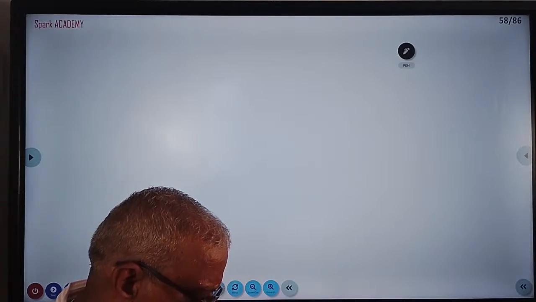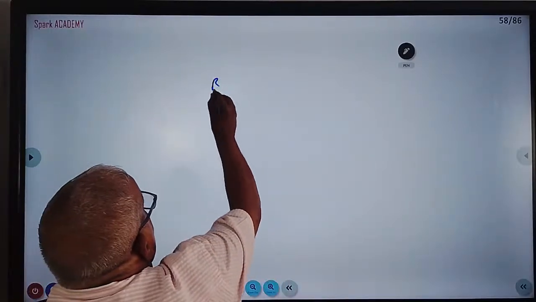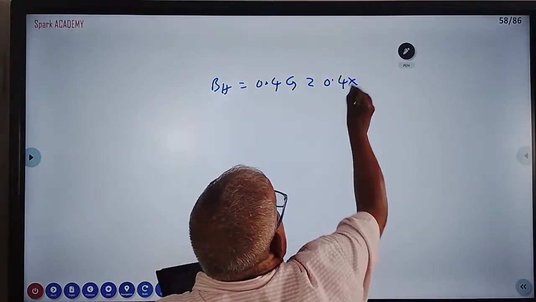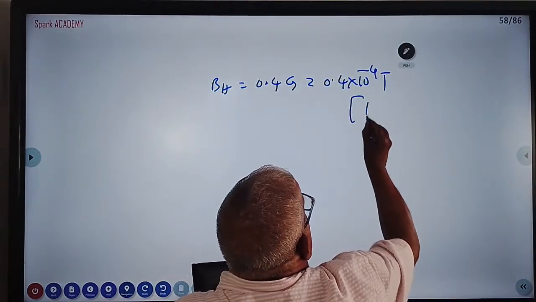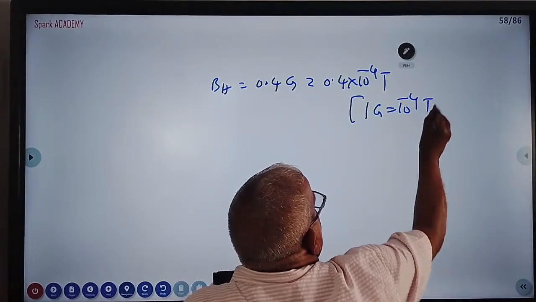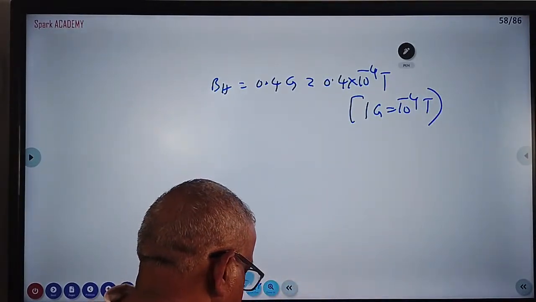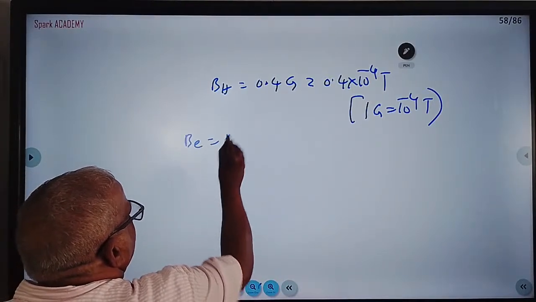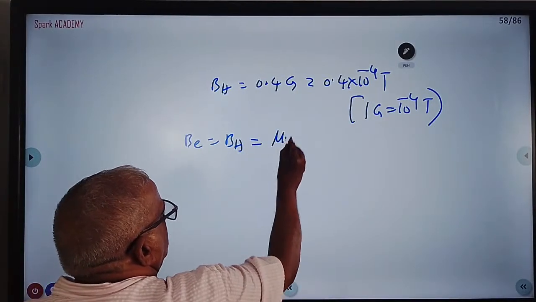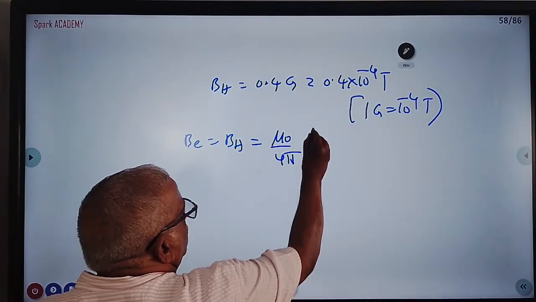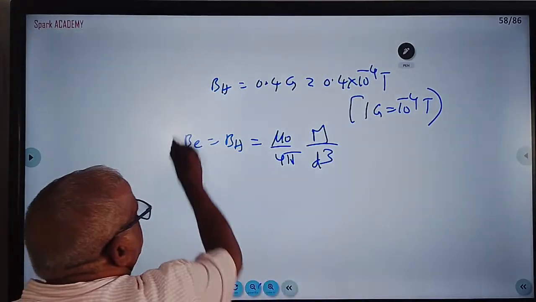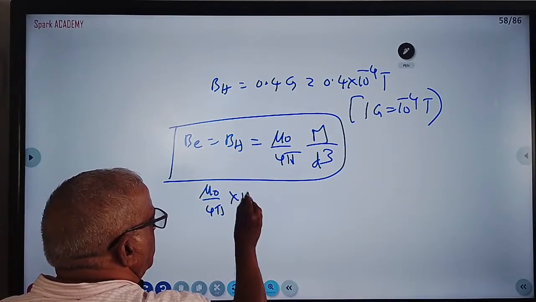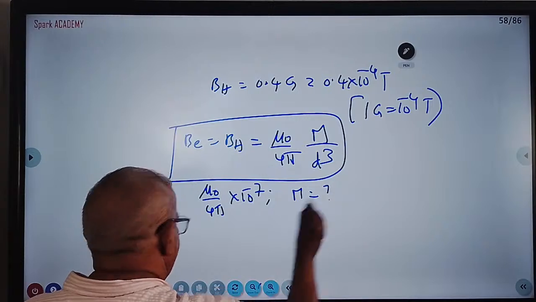You told Earth's magnetic field. Earth's magnetic field is 0.4 Gauss. Gauss means 10 to the power of minus 4 Tesla. One Gauss is nothing but 10 to the power of minus 4 Tesla. Okay, students, the equator as a dipole moment. BH is equal to the equatorial line, mu naught by 4 pi M by D cube. Use this formula. You know mu naught by 4 pi value is 10 to the power of minus 7. M you have to calculate.